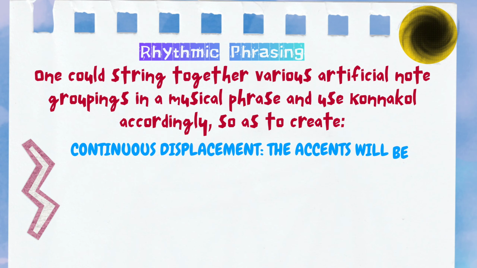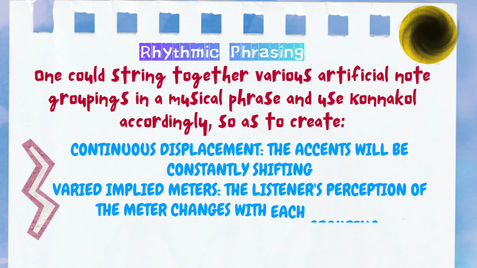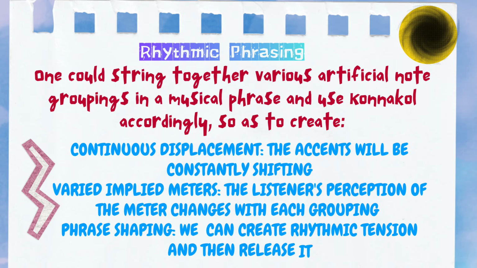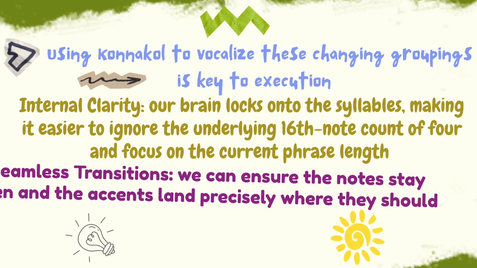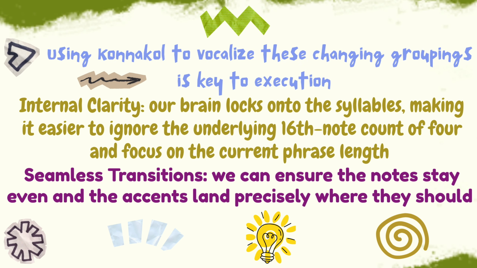One could string together various artificial note groupings in a musical phrase and use Konnakol accordingly. Using Konnakol to vocalize these changing groupings is the key to execution. Our brain locks onto the syllables, making it easier to ignore the underlying 16th note count of 4 and focus on the current phrase length. We can ensure the notes stay even and the accents land precisely where they should.